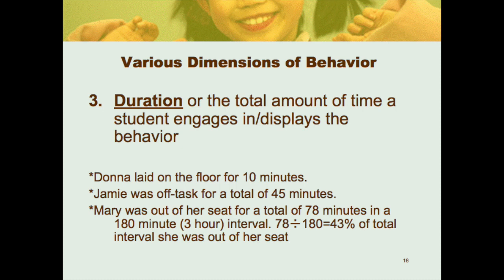It's also useful because you can get a percentage of how often it happened during the interval. So for example, Mary was out of her seat for a total of 78 minutes in a 180-minute interval. So 78 divided by 180 would be 43% of the interval she was out of her seat.